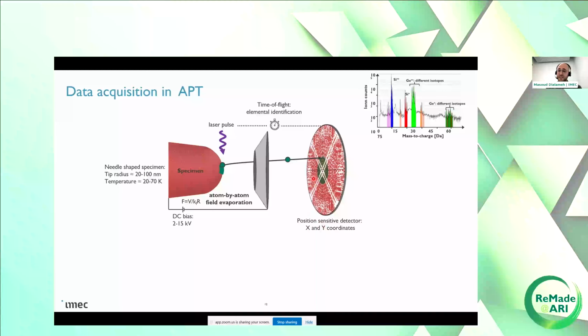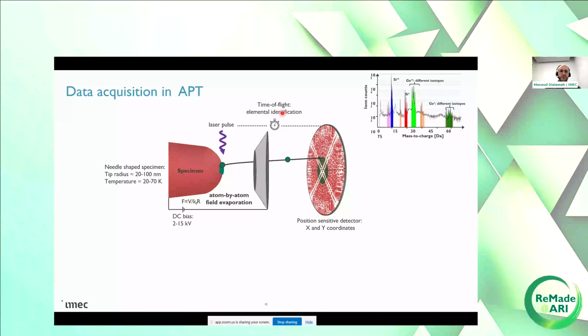We have a position sensitive detector, so we can detect the coordinates X and Y of the hit points. At the same time, using the laser pulse as a trigger, one can do time of flight mass spectrometry. In this case, for example, this is silicon germanium. We can identify different isotopes, different charge states, and we can do elemental analysis. So these are the two main pieces of information we need: from the detector, the hit points, X and Y coordinates, and also the identity of the element.